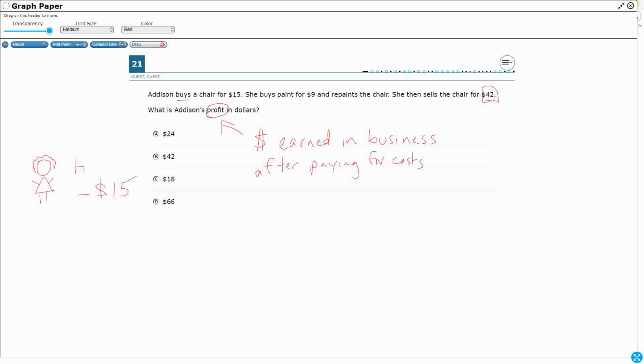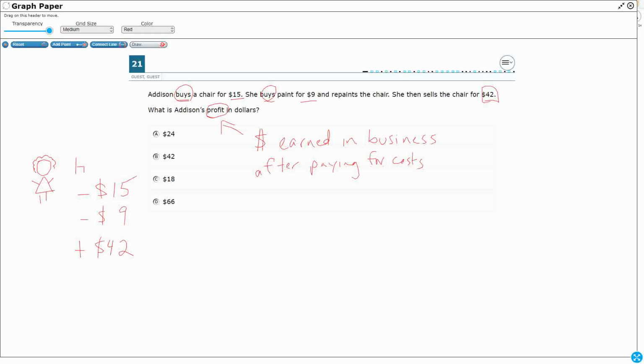Then she buys paint for $9. Okay, so she's going to buy for 15, and then she's going to buy for 9. So now there's another $9 gone, right? Repaints the chair. Then she sells it. Now, when she sells the chair, since she's the one that owns the chair, she sells it for $42. She receives $42. She's making $42.